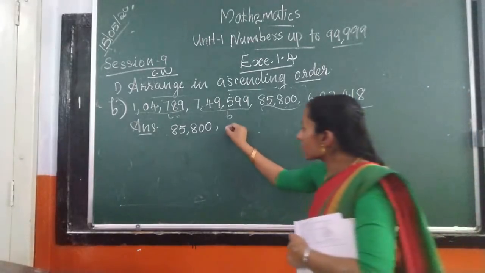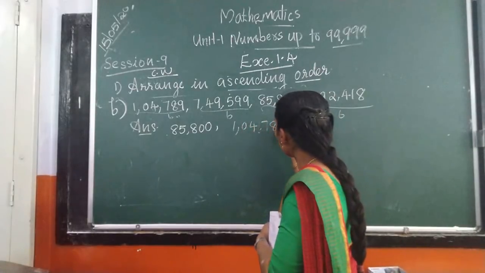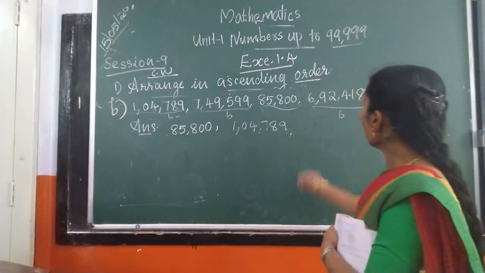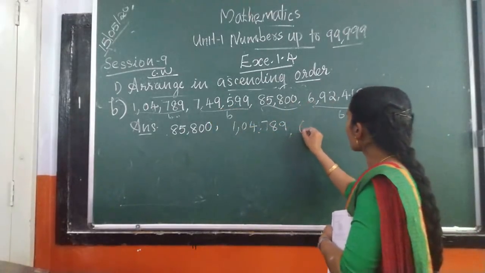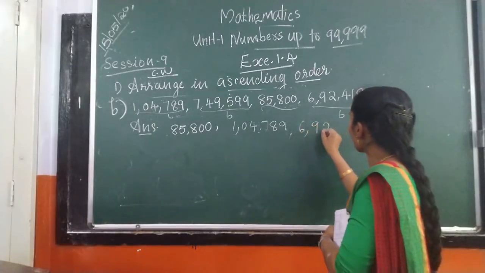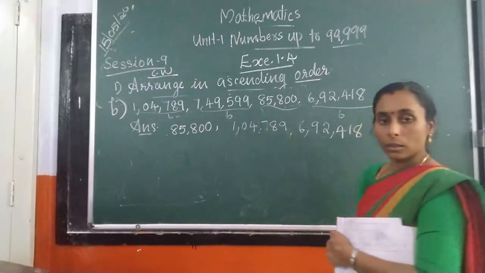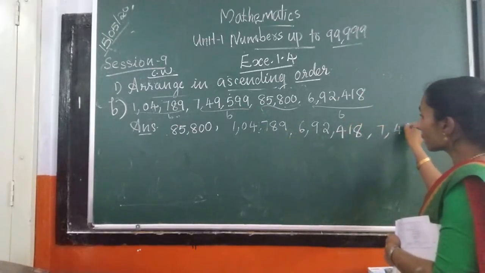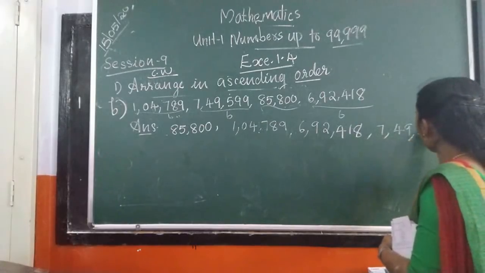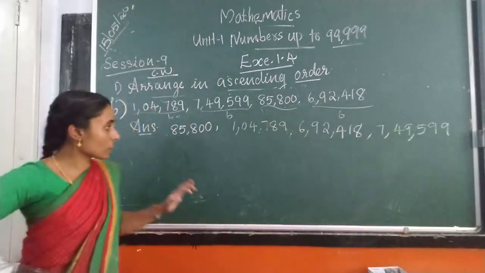So we can write 1,4,789. Then here it is 6 lakh and here also 7 lakhs. 6,92,488. 6 lakh is smaller than 7 lakhs. Last number 7,49,599. Okay. And let's explain once again.